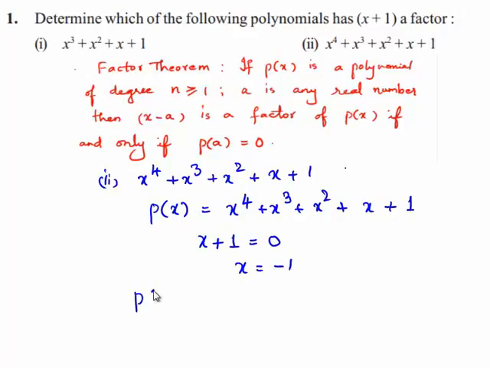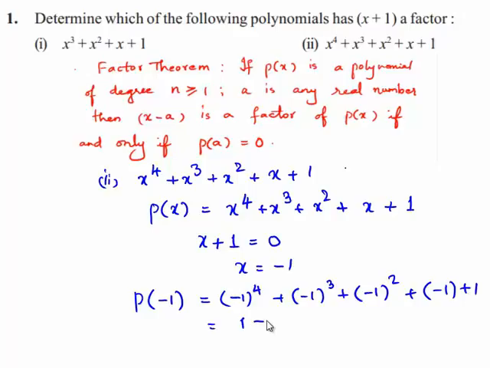So let us substitute x is equal to minus 1. That is p of minus 1 is equal to minus 1 power 4 plus minus 1 whole cube plus minus 1 whole square plus minus 1 plus 1. This gives 1 minus 1 plus 1 minus 1 plus 1. So plus 1 and minus 1 get cancelled, minus 1 and plus 1 get cancelled. Finally we will be getting plus 1. So p of minus 1 is equal to 1, which is not equal to 0.